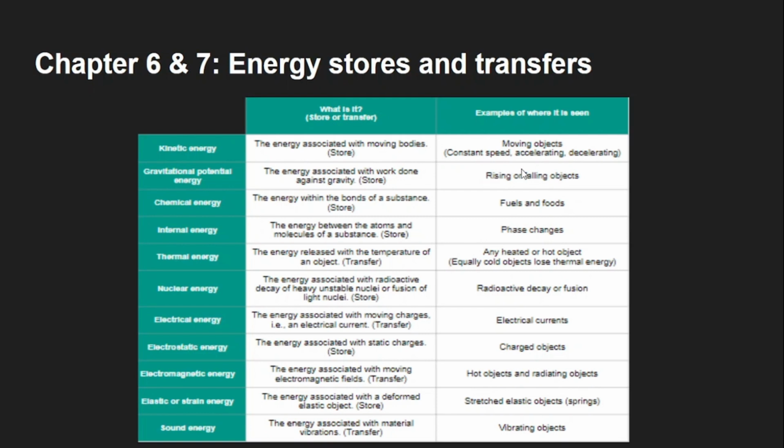We've next got chemical energy. So chemical energy is the energy that exists within the bonds of a substance. So it is an energy store, and any fuel or food that you will come across is a store of chemical energy. I would also say that batteries tend to have chemical energy within them. So that is again something to be wary of.